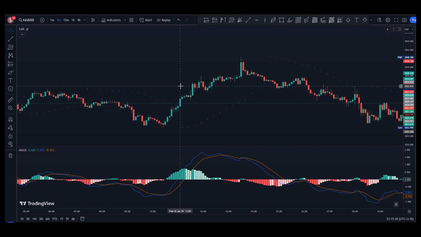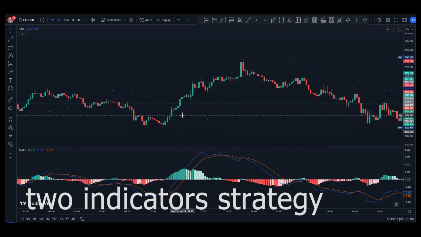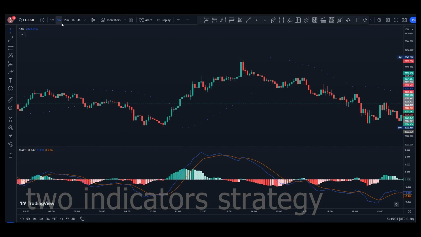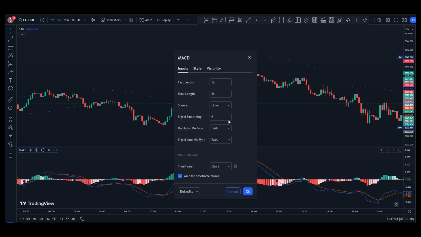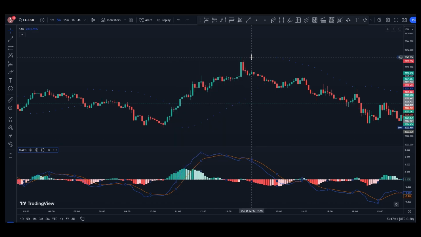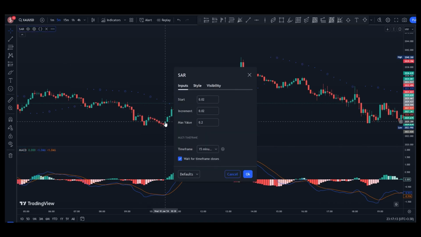Well, we have two indicators on our chart, on the 5-minute time frame on gold. So let's see if we can fix any error and use any other strategies on the chart. As you see, we have the MACD setting here. I don't touch the setting, but I change the Parabolic SAR a little, one time frame above.